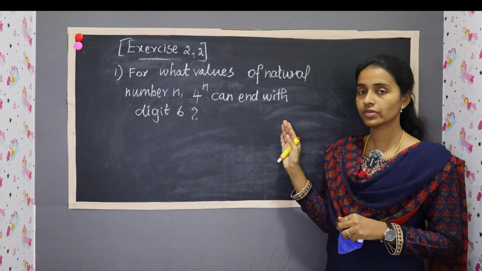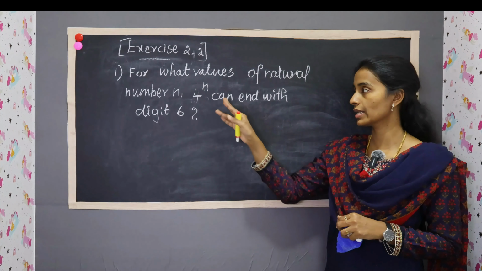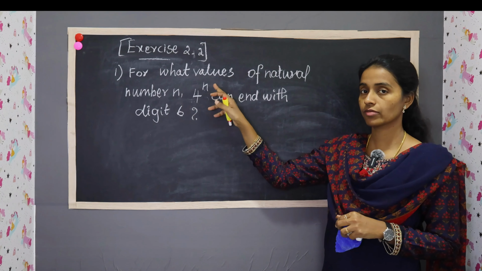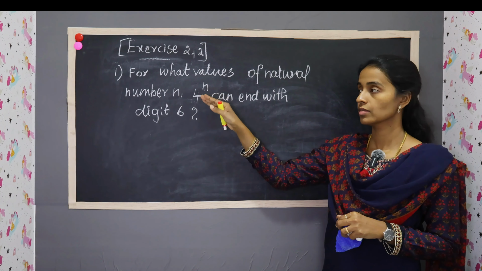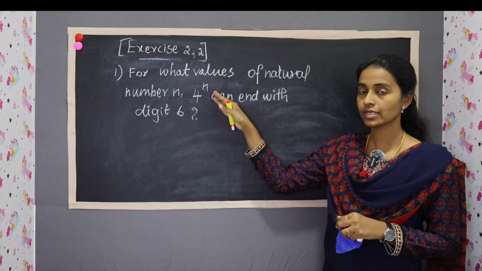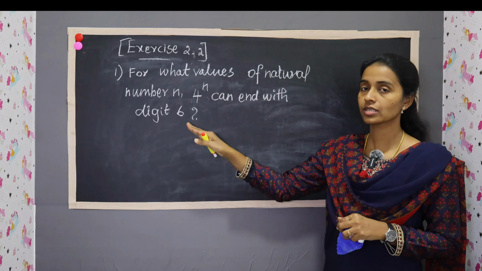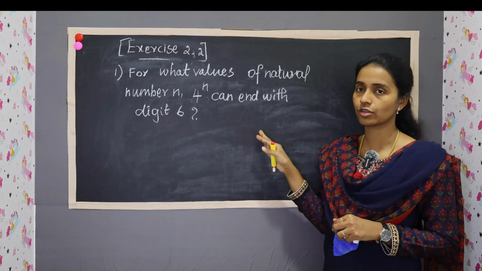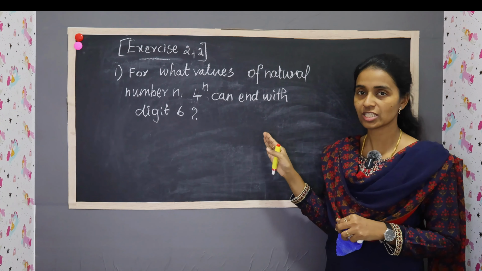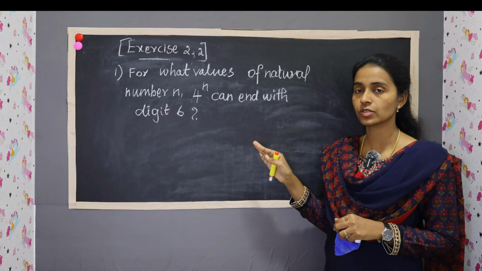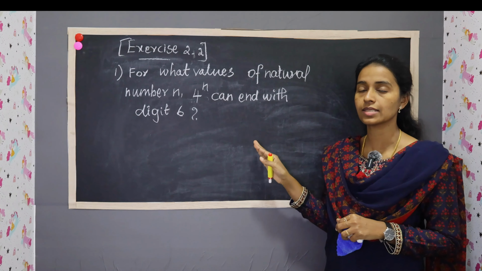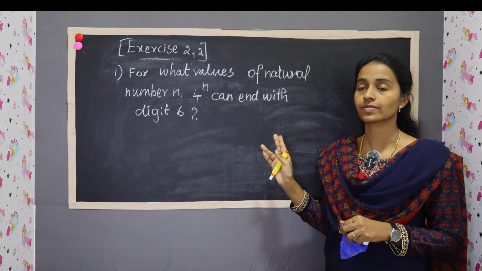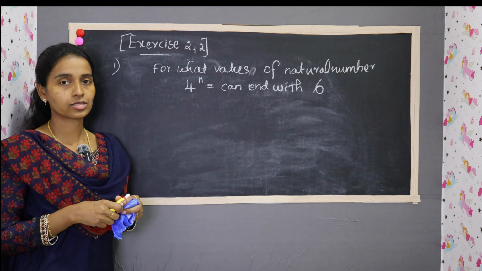Whatever number we apply for n, we have to check whether the answer of 4 power n can end with last digit 6 or not. This is very simple. If you understand the concept, you'll be able to find the answer easily. Now we can see the solution. For this solution, I have written the given thing.